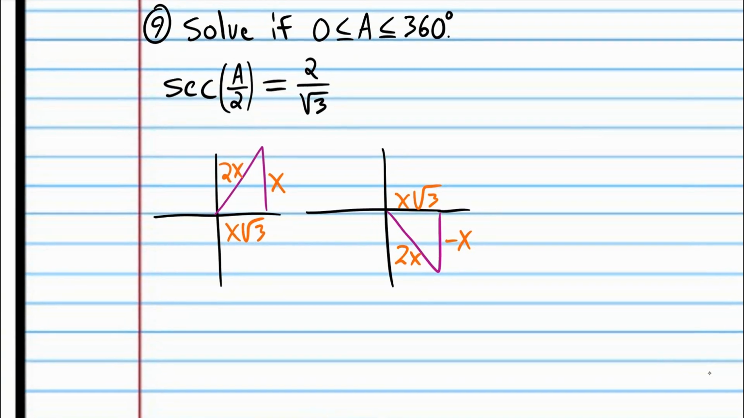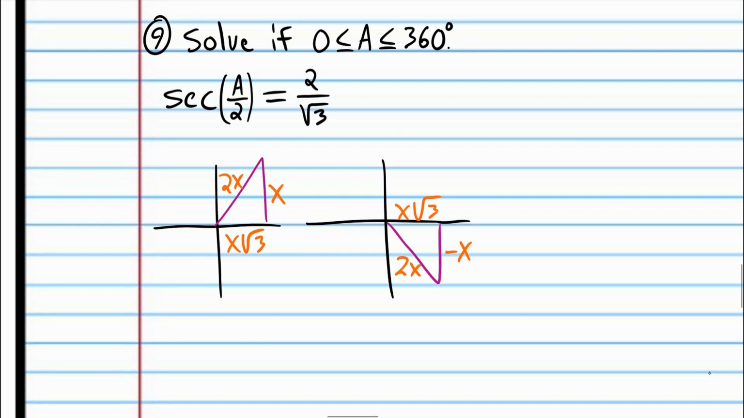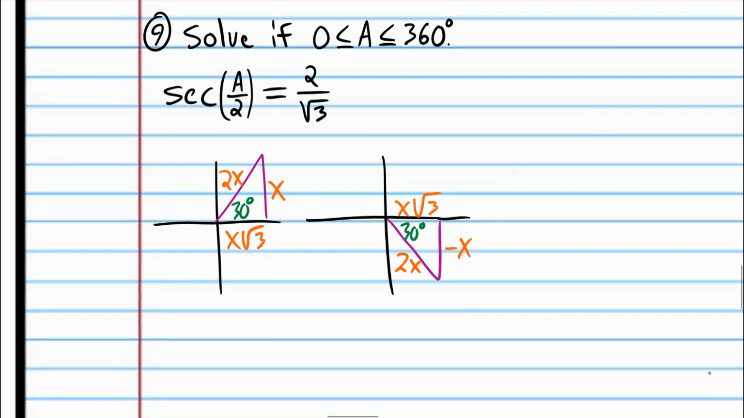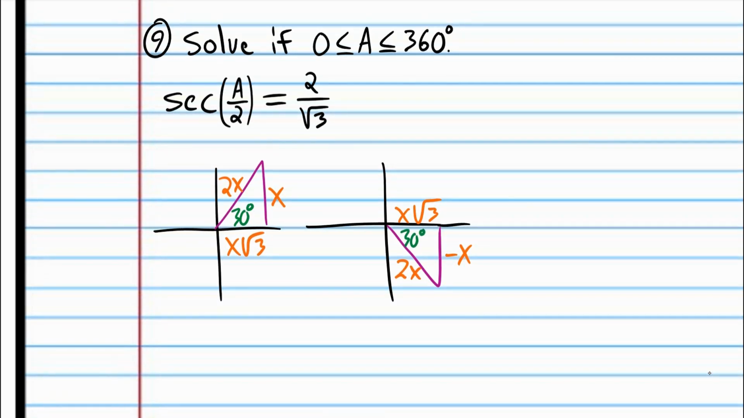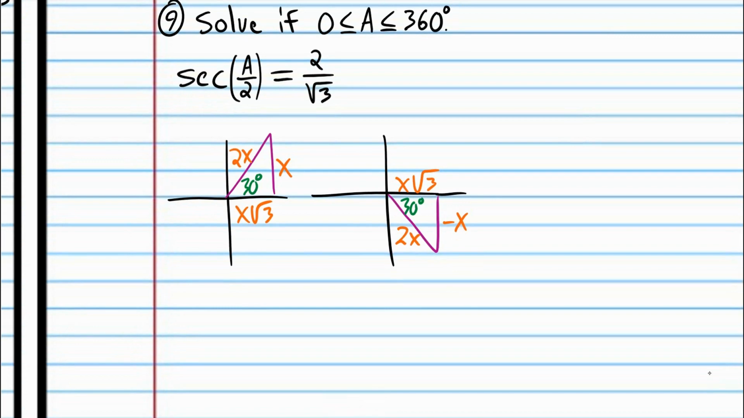Okay, so the reference angle has to be 30 degrees because 30 is always opposite x. So a over 2 has to be equal to 30 degrees, the first quadrant solution, or 330 degrees, the fourth quadrant solution.